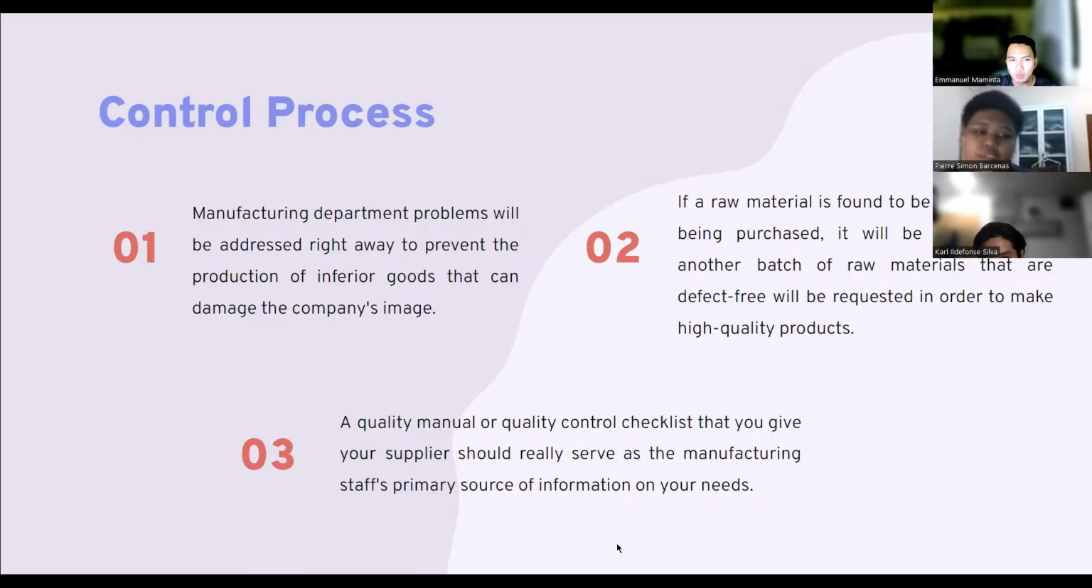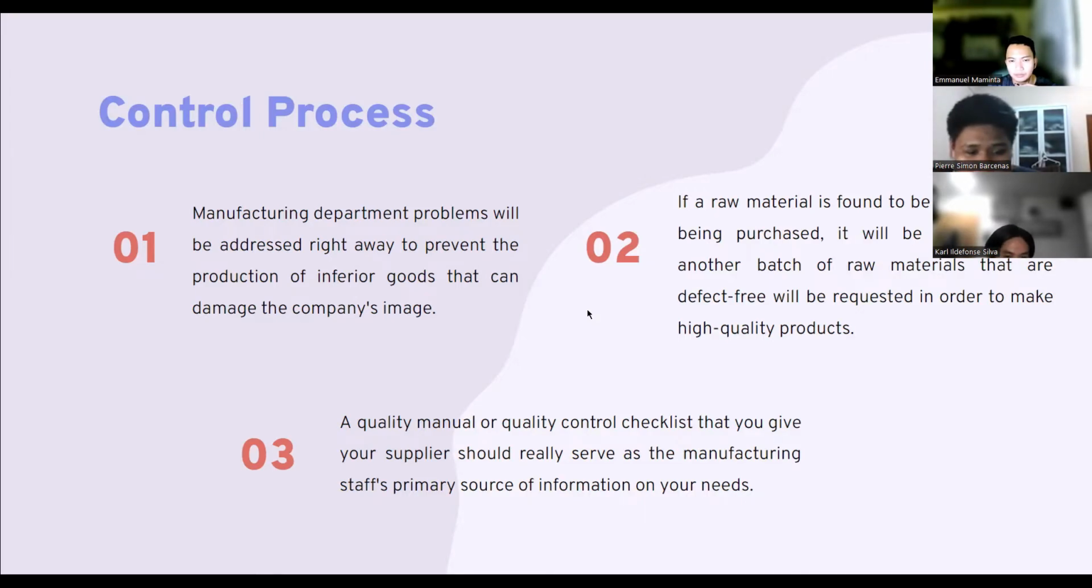So first, manufacturing department problems will be addressed right away to prevent the production of low quality goods that can damage the company's image. Second, if a raw material is found to be defective after being purchased, it will be returned. Another batch of raw materials that are defect free will be requested in order to make high quality products.